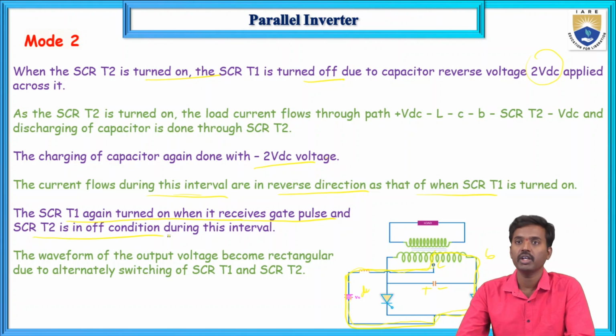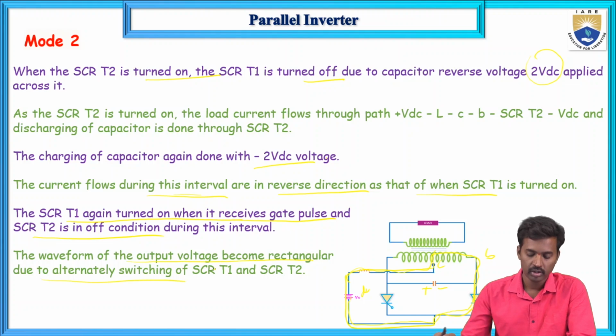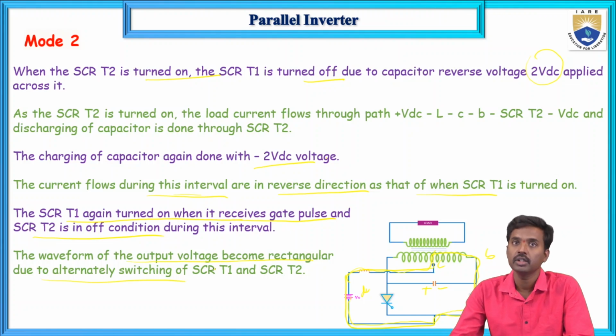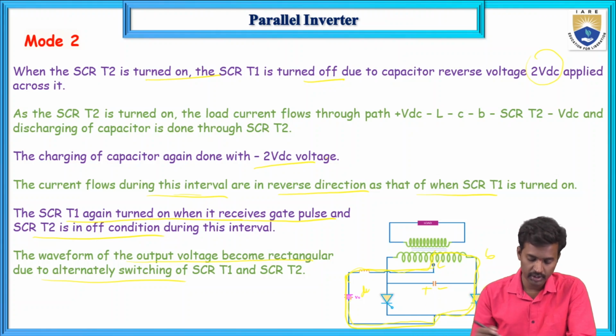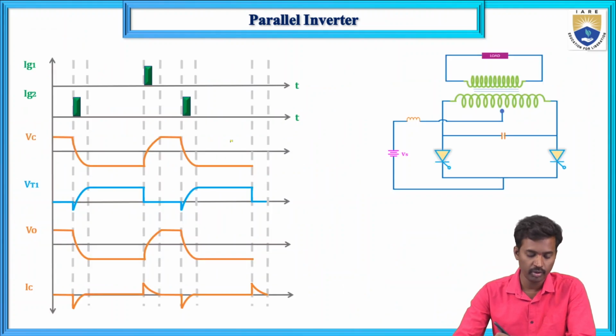When T1 is turned on, T2 will be turned off. When T2 is turned on, T1 will be turned off. The waveform of the output voltage becomes rectangular. So if you are giving the DC input, you are getting the rectangular, that is the AC, output voltage by switching T1 and T2. So now these are the waveforms. Here this one is the output voltage.